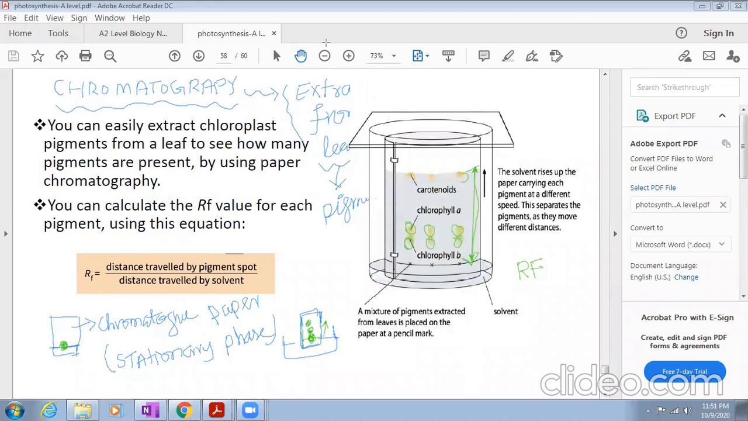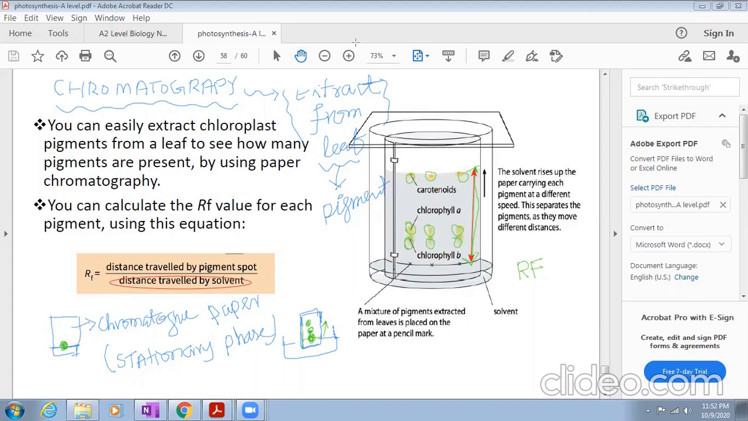Am I clear? You can see it here. Let me show you this complete distance. This is called the distance traveled by solvent. While the distance traveled by the pigment spot is the distance traveled by each pigment.